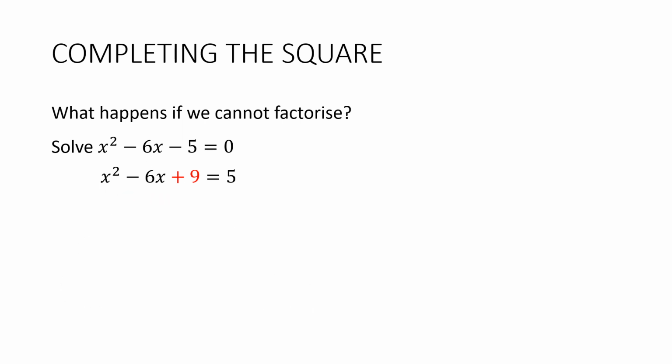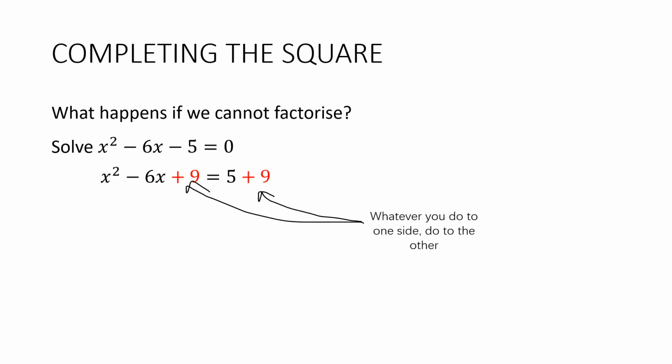I've completed the square. But of course, I've changed the question, haven't I? I've just introduced a 9 out of nowhere. So whatever I do to one side, I have to do to the other. All right, let's write this as a perfect square. This is x minus 3 all squared is equal to 14.